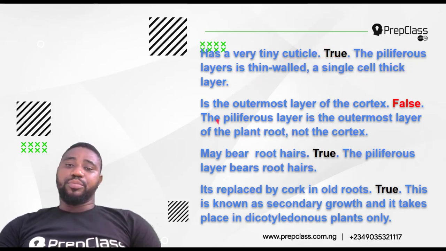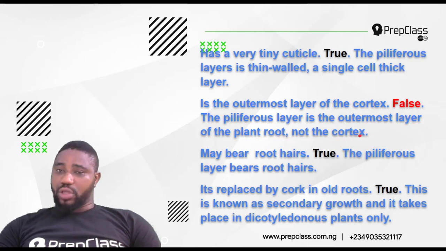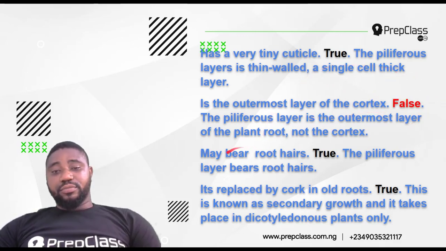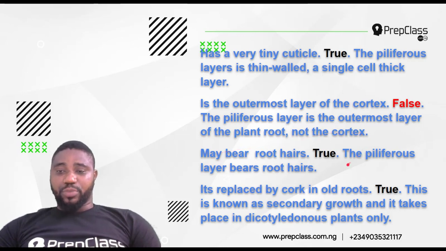That's true. B, it is the outermost layer of the cortex. False. The piliferous layer is the outermost layer of the plant roots, not the cortex. So that option is false. And C, may bear root hairs. That's true. The piliferous layer bears root hairs. And option D, it is replaced by cork in old roots. That's true.